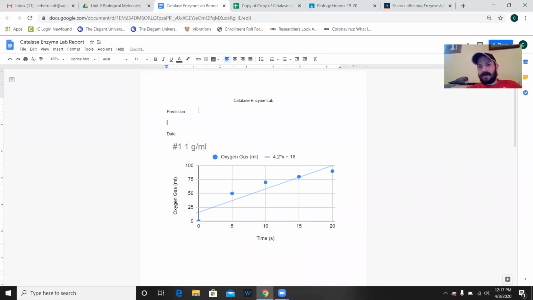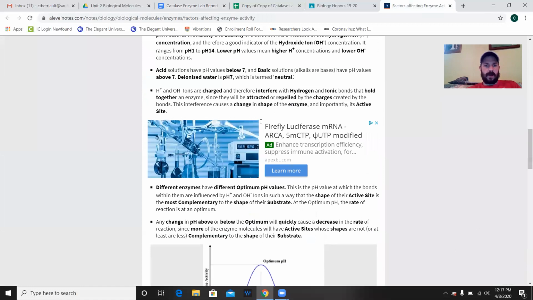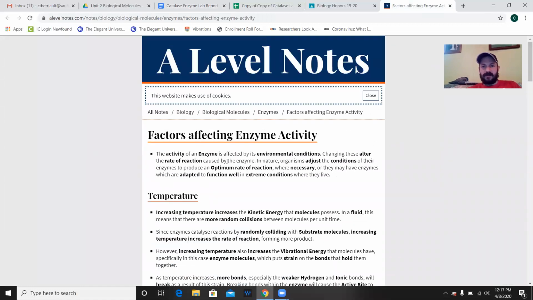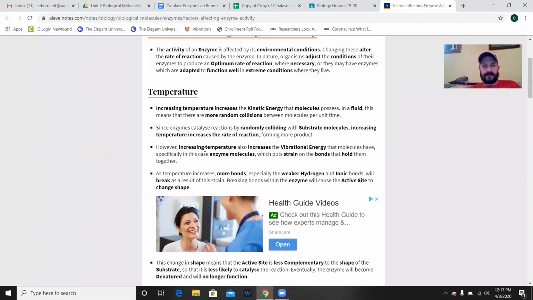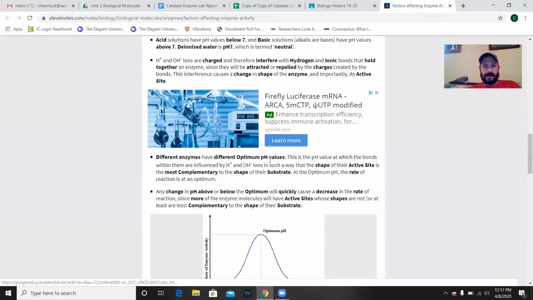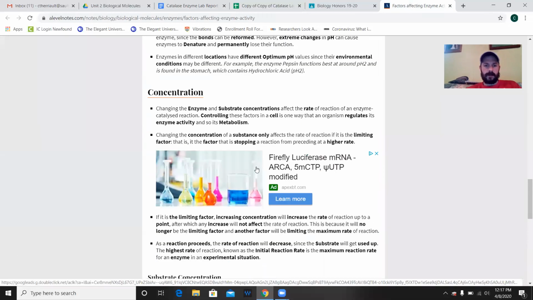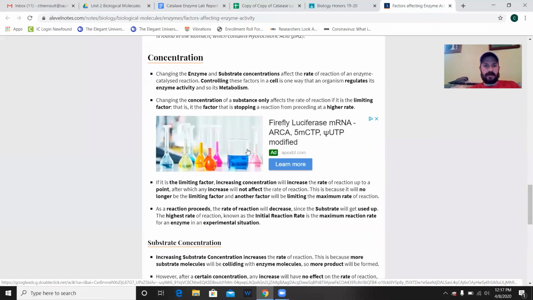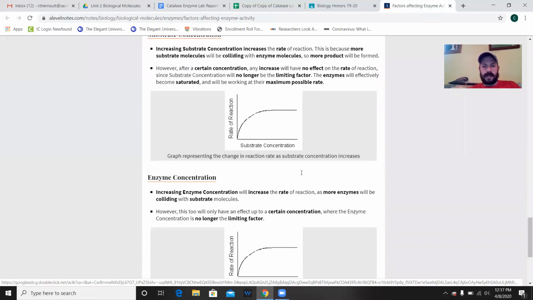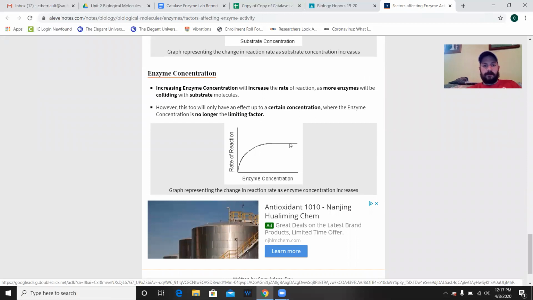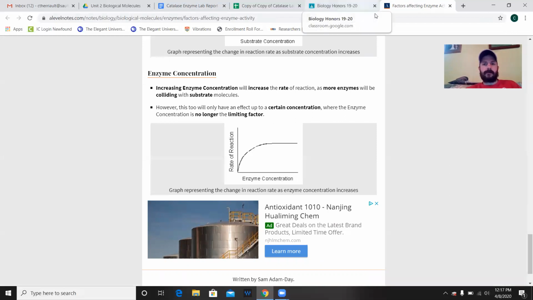So this particular group was looking at enzyme concentration. So you can go to many websites to find what your prediction should be based on. Like I found this one website that looks at factors affecting enzyme activity. It talks about temperature, pH, which we did not do, concentration of the substrate, and the enzyme. For me, I am going to be focusing, of course, on this one, enzyme concentration versus the rate of reaction, and writing my prediction to describe this graph.